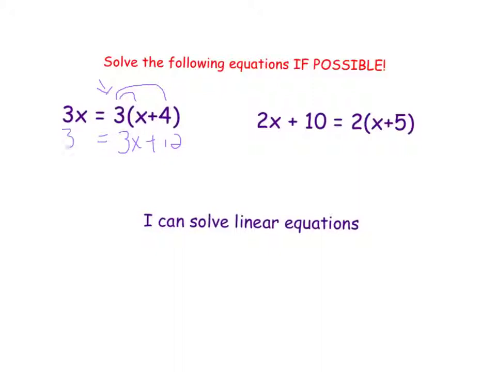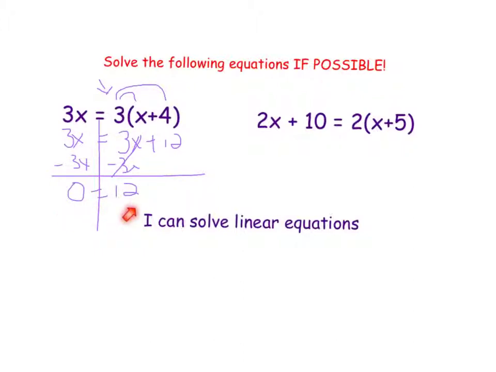Now we learned when we had variables on both sides that we have to get rid of one of the variables. So I'm going to choose to get rid of this 3x. And here is where we run into a problem. 3x minus 3x is 0. That cancels out. So right now I have 0 equals 12. Is that possible? Will you ever have a time where 0 is equal to 12?